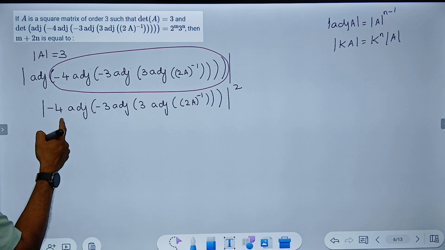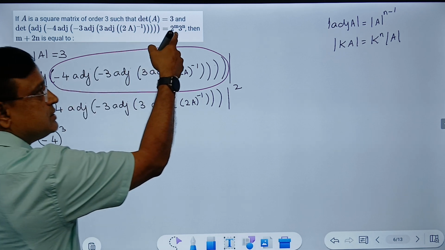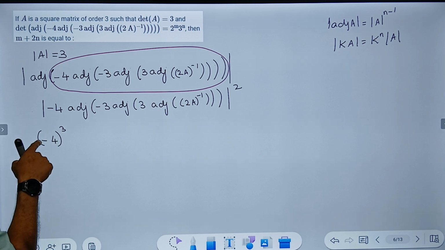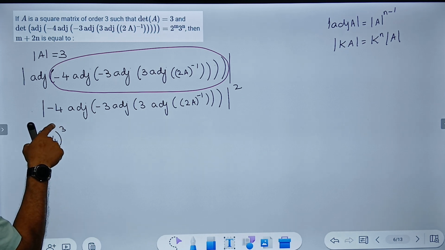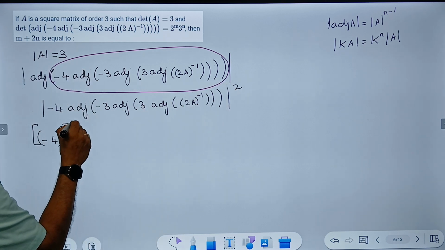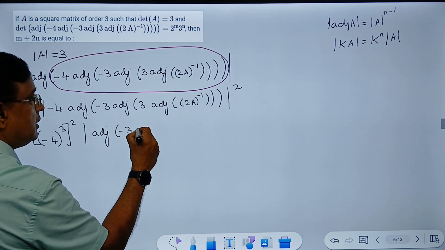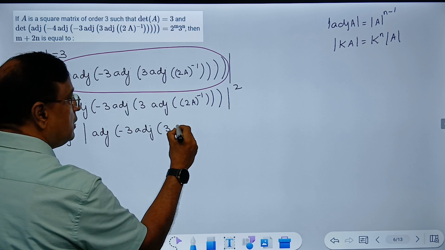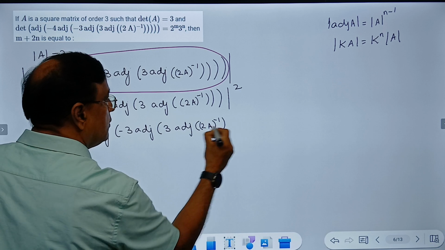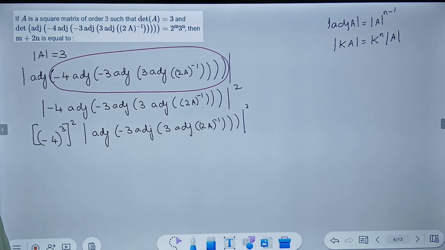Why is it whole square? Because minus 4 the whole cube, because the order of the matrix is 3. So it is actually my k power n. But already there's a whole square, so it will become whole square into determinant of adjoint of 3 adjoint of 2A inverse whole square. Is it clear?